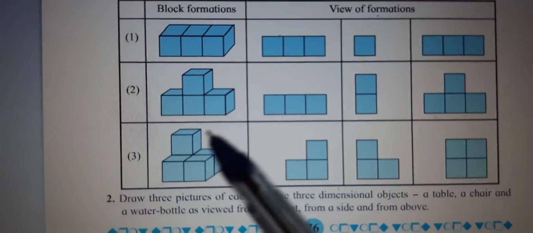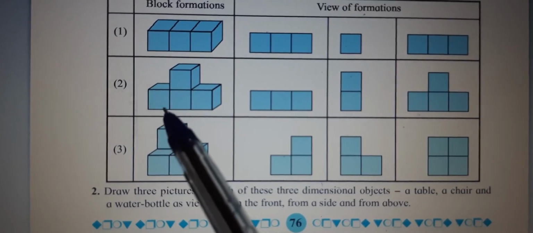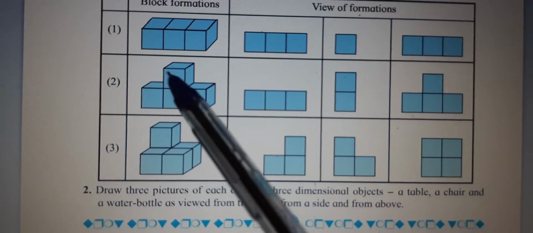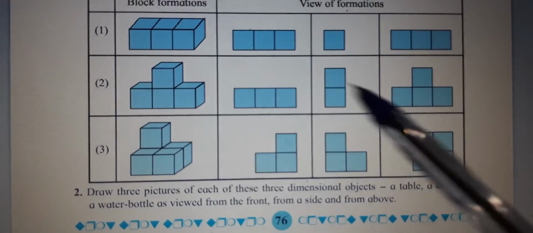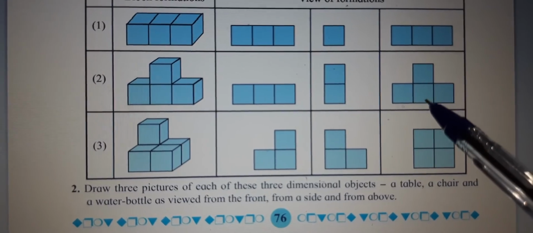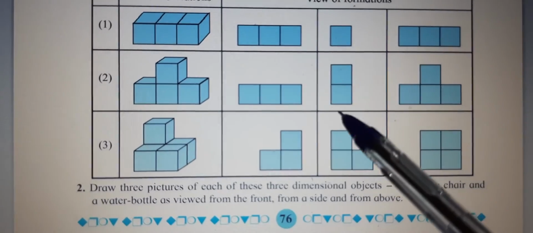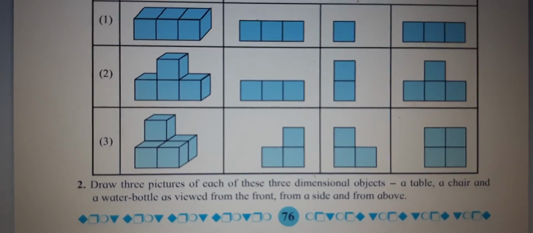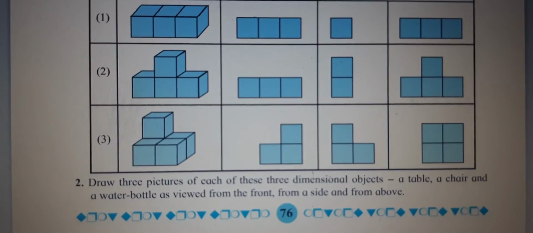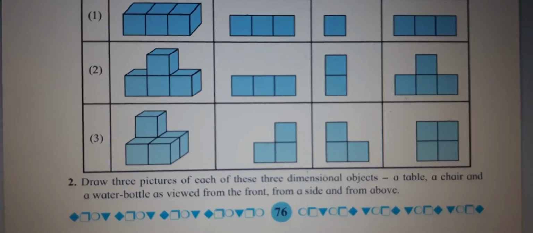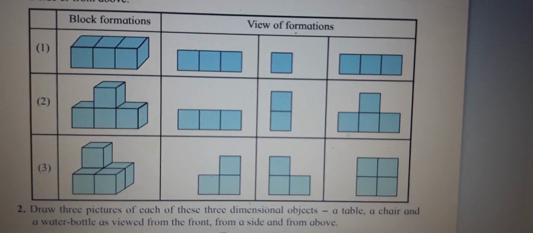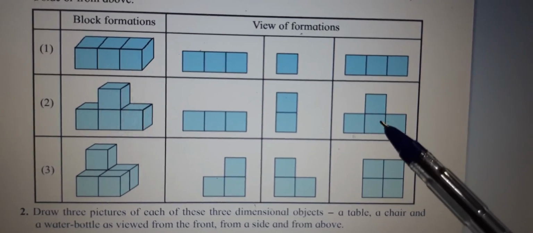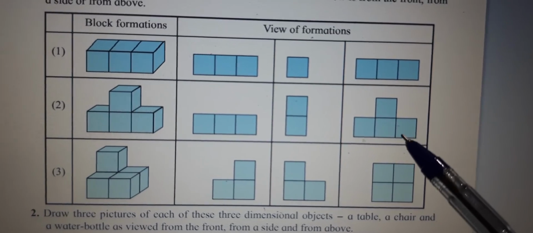Look at this box. From front if I see, it will be 1, 2, 3 and 1, 4 I can see, right? So from where it will be from front? This is from front, right? Or this is from front. You tell me from where it is from front. How can you see from front? Yes. So from front I can see this view.